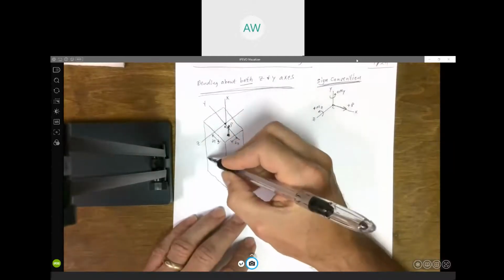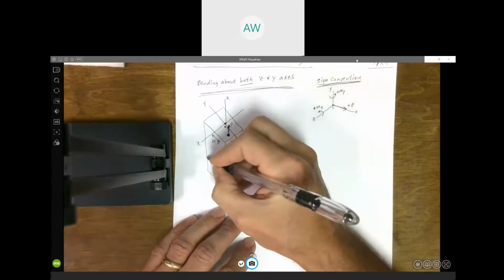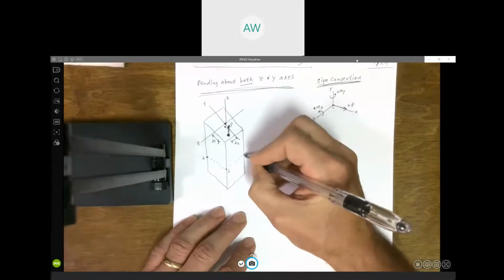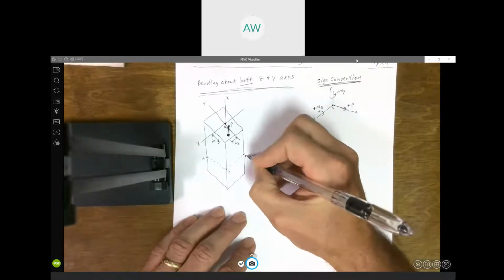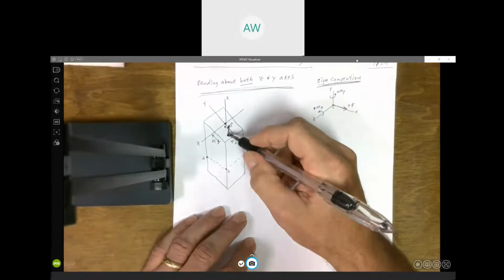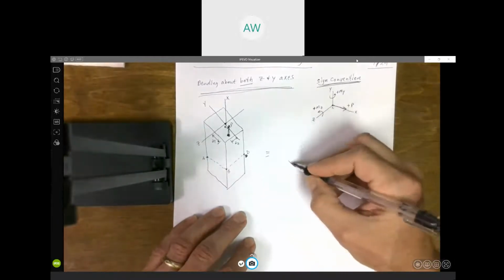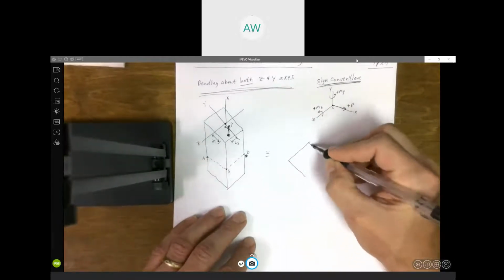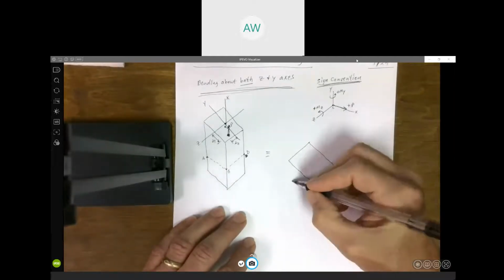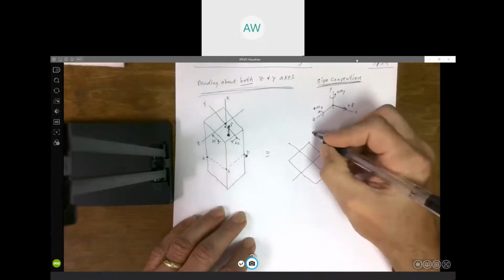So if we come down here somewhere, cut this, it's A, B, D, and D. The E would be that back corner that's hidden. And let's look at that cross section. My coordinate system.